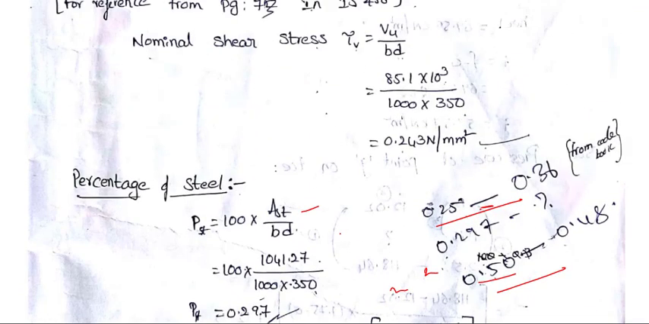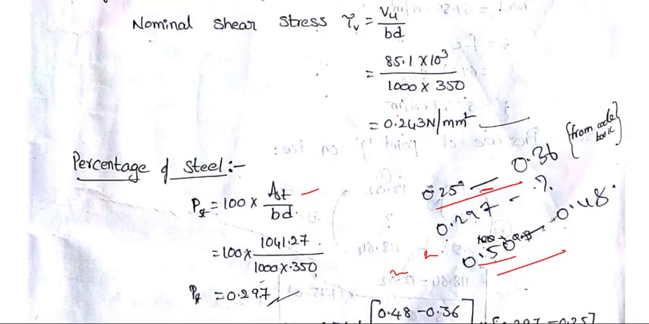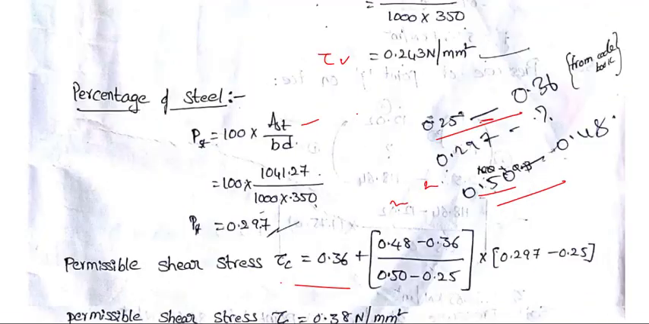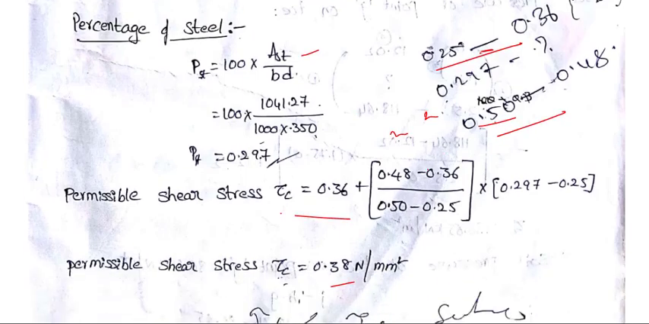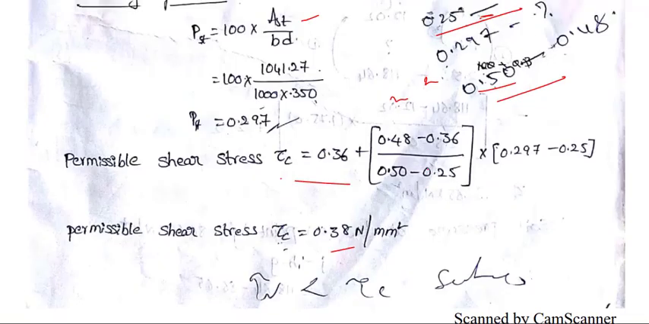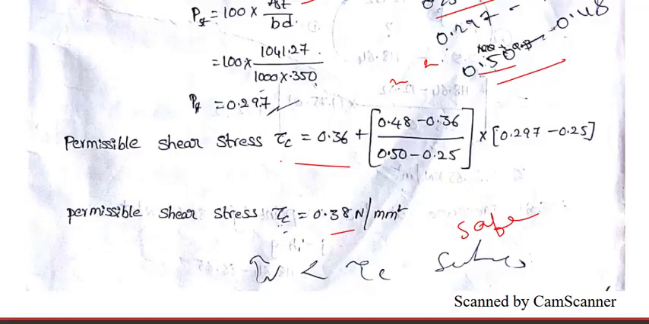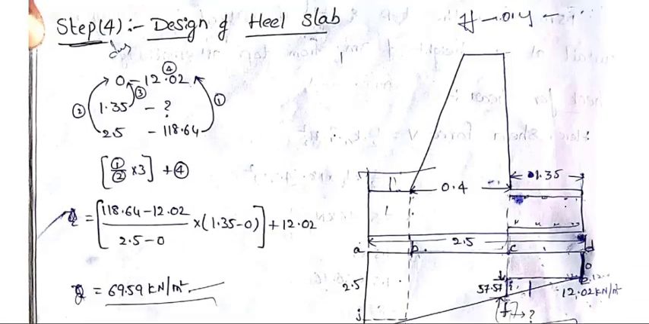Now what is the shear stress it should resist? 0.243. So this tau V should be lesser than tau C. So it is safe. That's it. So let's go to the next step, design of heel slab.